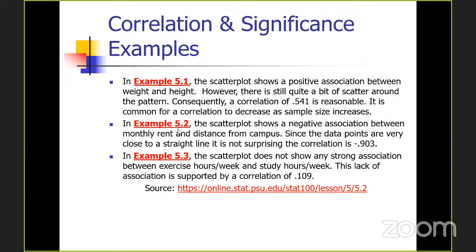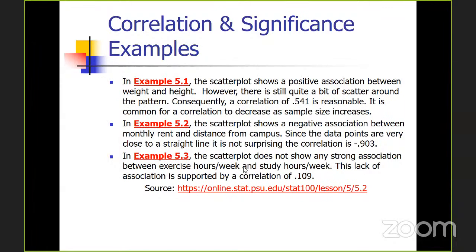Right. So if the correlation between monthly rent and distance from campus for students, students are going to be willing to pay less as the location is further from campus. So it's not surprising that as the distance from campus goes up, the monthly rent goes down for students, that they're willing to pay. So, you know, places that are very close to UTech can charge relatively quite a bit of rent. And so that correlation is minus 0.903.